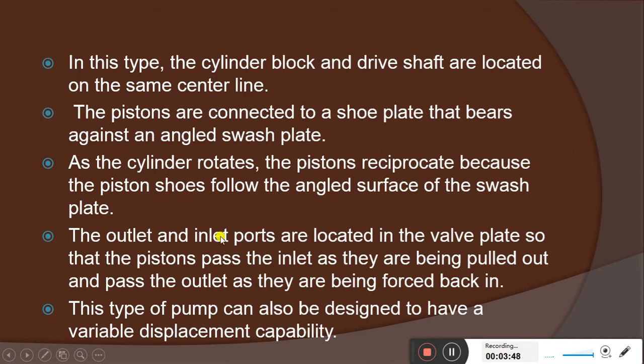The outlet and inlet ports are located in the valve plate so that the piston passes the inlet as it is being pulled out and passes the outlet as it is being forced back in. I will show in the video what happens, and it will be clear there. This type of pump can also be designed to have variable displacement capability.